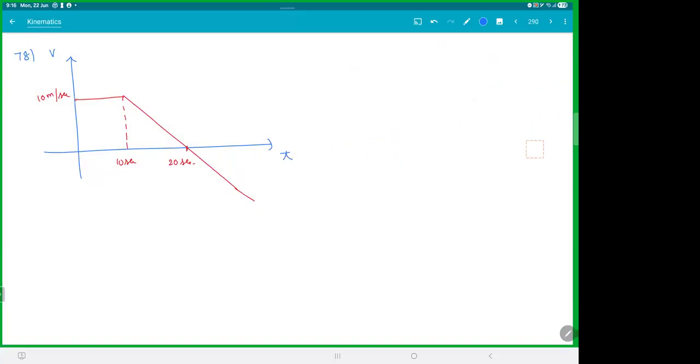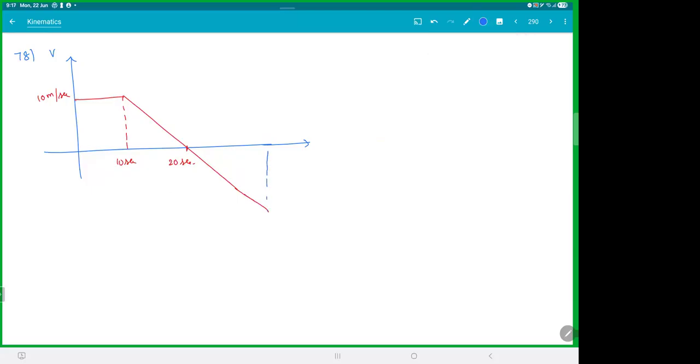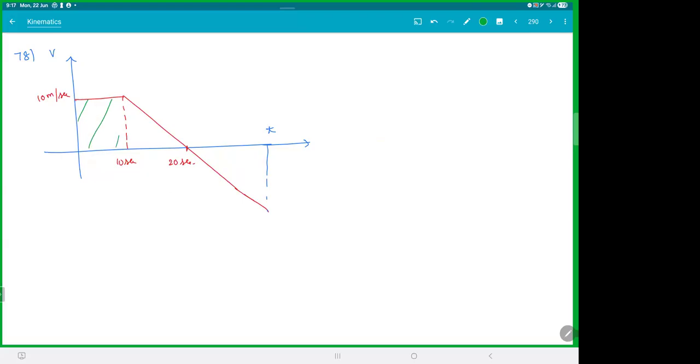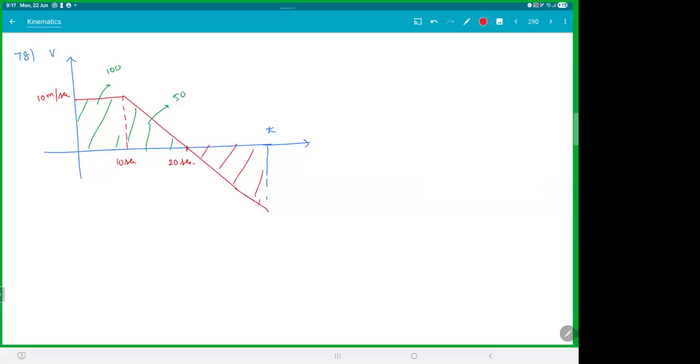So let's say at time t, this thing becomes 0. So what is this area? 10 into 10, 100. What is this area? Half 10 into 10, 50. So that is a positive area. What will be this area here? So this width will be t minus 20. So this height will be also t minus 20 because that angle is 45.